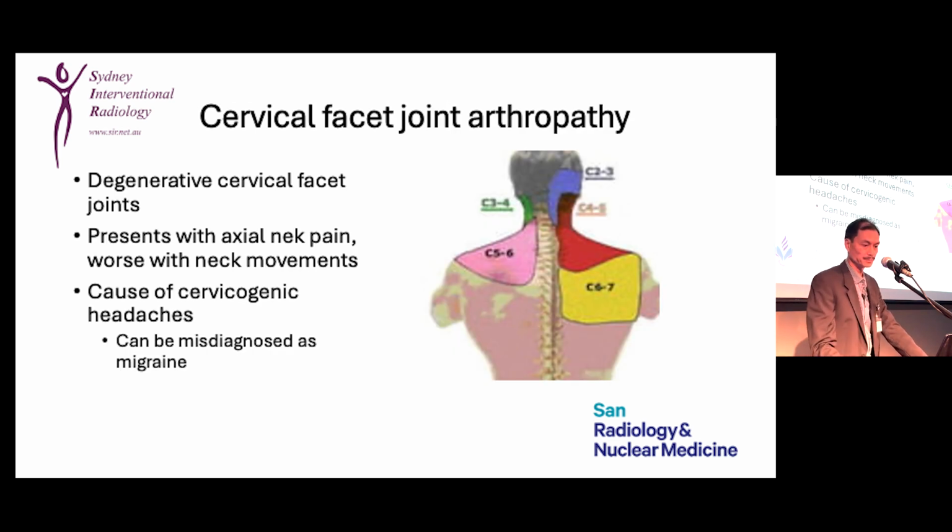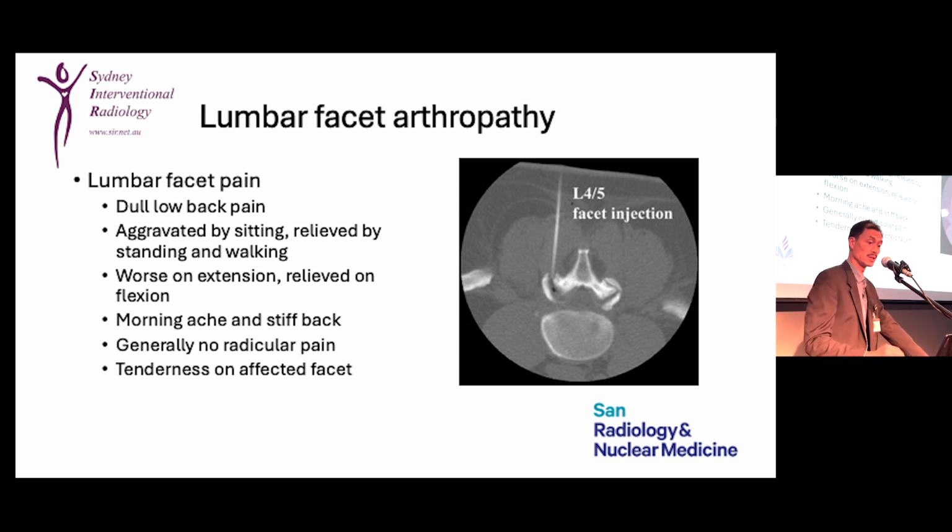So facet disease can present with neck pain, and it's often worse with neck movement. It can also present and often is misdiagnosed as migraines or headaches. And the location of the facet disease can often correlate with the location of the pain. Lumbar facet disease is often described as low back pain aggravated with some movements such as sitting, sometimes relieved by standing and walking. It's often worse with back extension, and patients often describe symptoms such as a morning ache or a stiff low back, particularly when they get up. Generally, there's no radicular type pain, but it can, on occasions, present as radicular pain.